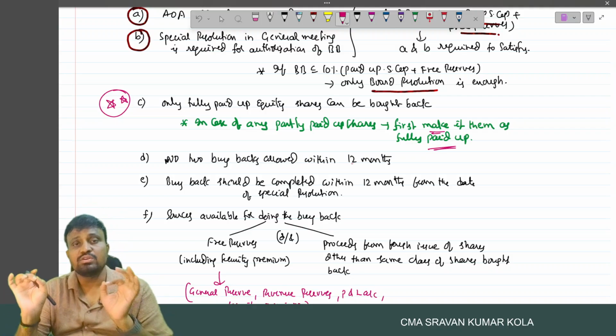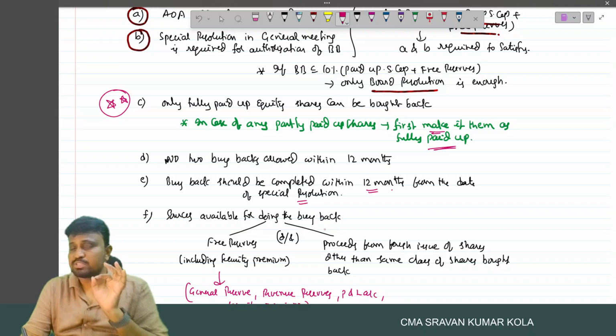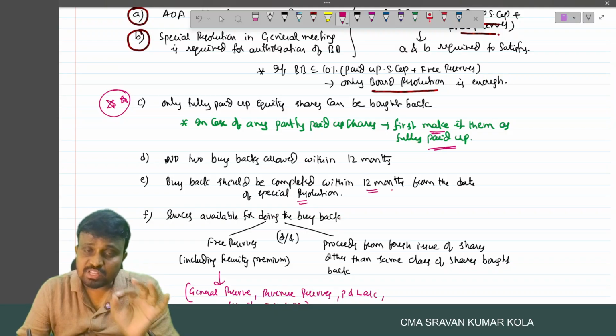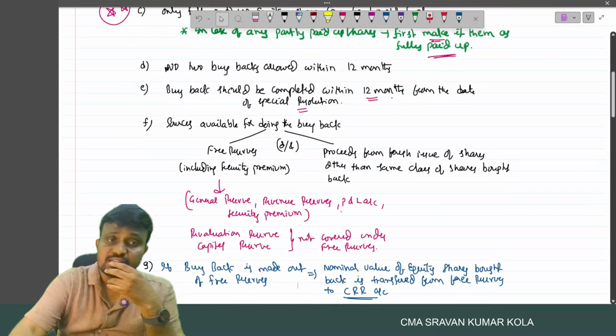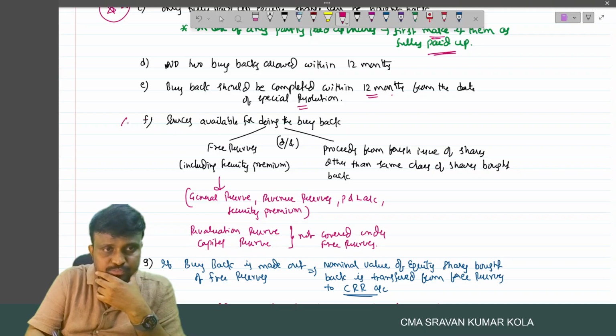Only one buyback is allowed in a 12 month period. And the buyback should be completed within 12 months from the date of the special resolution. If the special resolution is passed in the general meeting, then from the date of the special resolution, within 12 months, we have to close it. And this is another important point from the exam point of view.